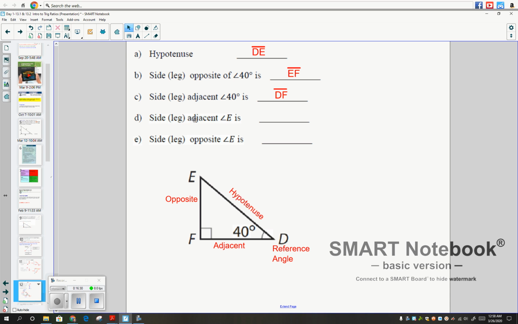Well, the next two questions, D and E, are talking about angle E. So angle E is now my reference angle. Notice my reference angle when I refer to angle E is now in blue. Which side is adjacent to it? Well, EF was opposite of angle D, but EF is actually adjacent to angle E. So EF is my adjacent leg that's adjacent to angle E, while DF is opposite of angle E.